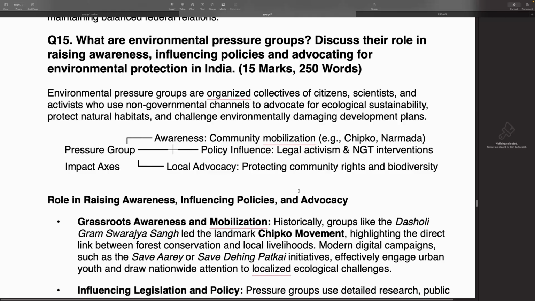Environmental pressure groups are organized collectives of citizens, scientists, and activists who use non-governmental channels to advocate for ecological sustainability, protect natural habitat, and challenge environmentally damaging development plans. The pressure group impact: access, awareness, political policy influence, and local advocacy.